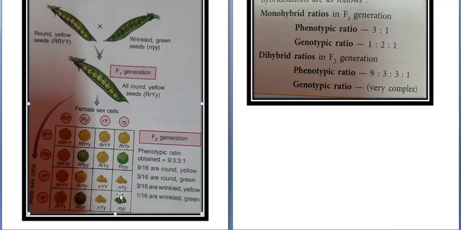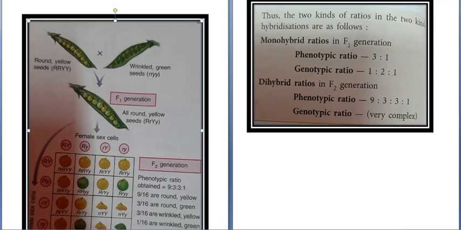Total you see 4 and 4. So you will get 16 options, 16 plants, out of which 9 were round and yellow, 3 were round and green, 3 wrinkled yellow, and 1 wrinkled and green. This I am telling you is the phenotype, not the genotype. The genotype is very complex. No need for you to learn the genotype.